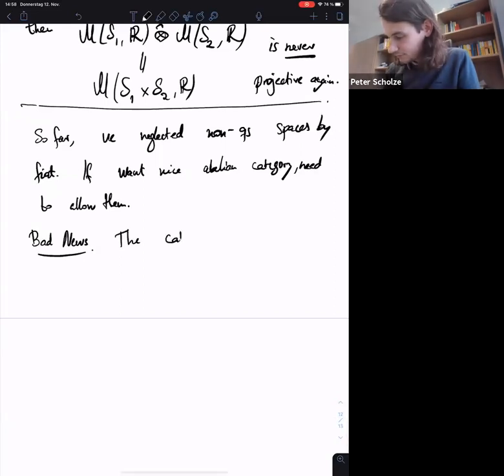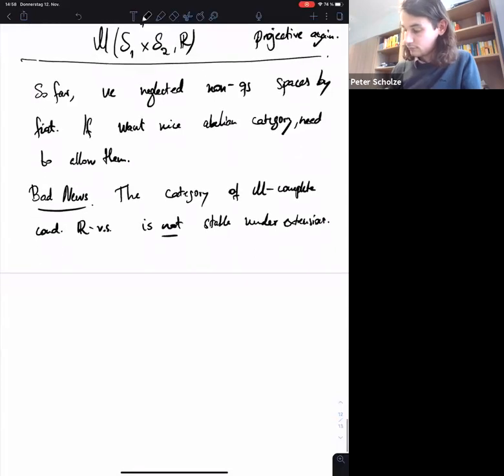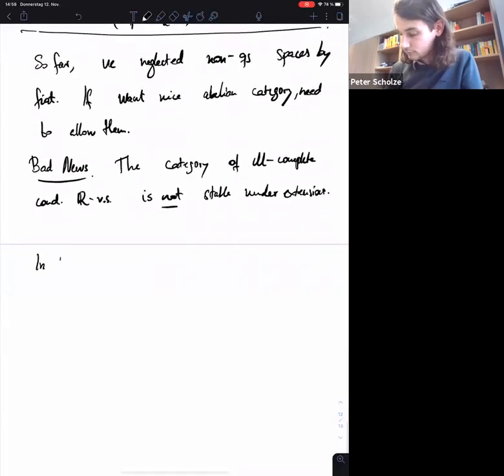The category of M-complete condensed subvector spaces is not stable under extensions. In fact, there are non-split extensions.